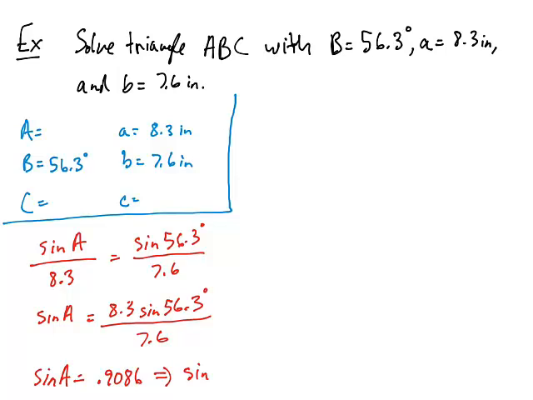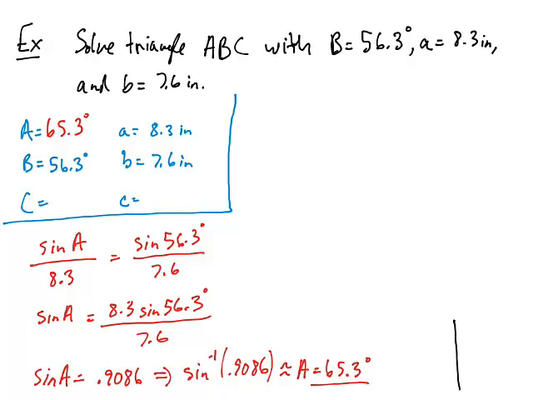So sine inverse of 0.9086, we get a value of A that is equal to 65.3 degrees. Okay, so we know that A could be 65.3 degrees. What I mean is we know that this is definitely one of the possibilities for the triangle. What we need to check is, is there a second possible triangle?